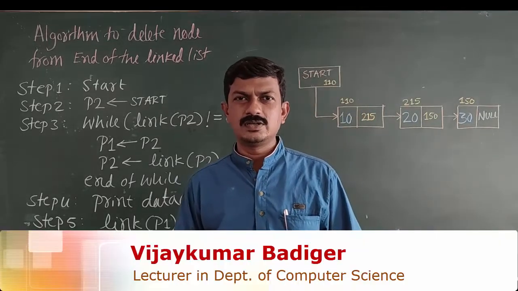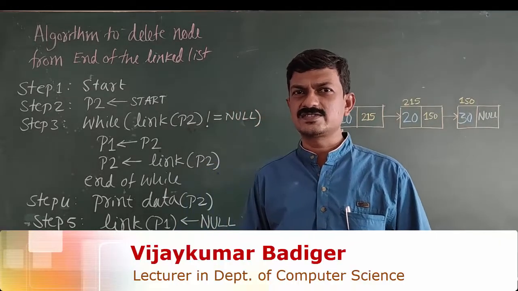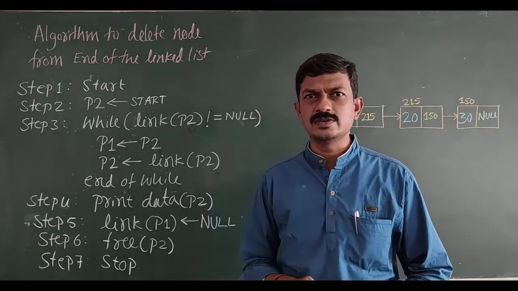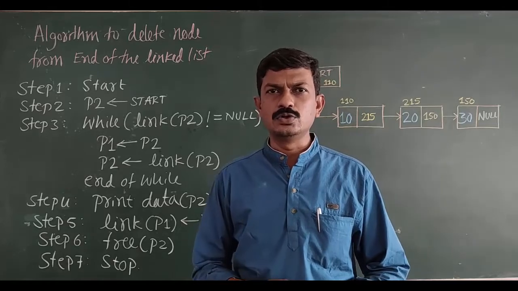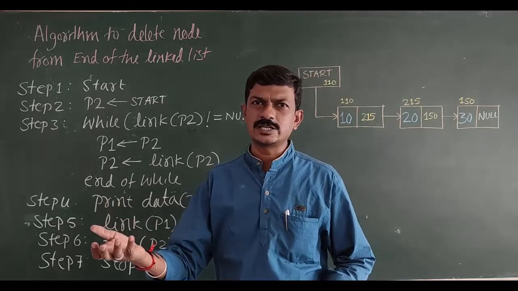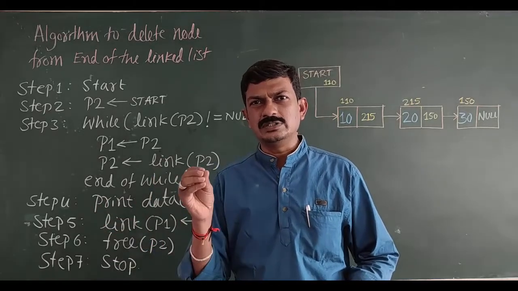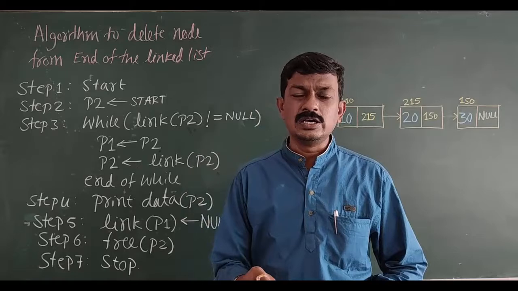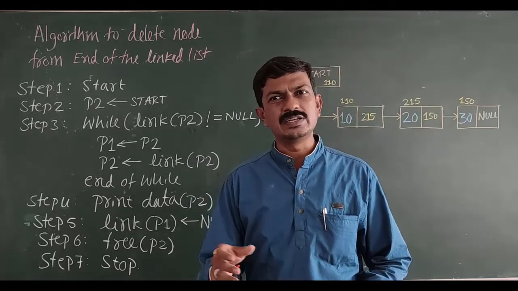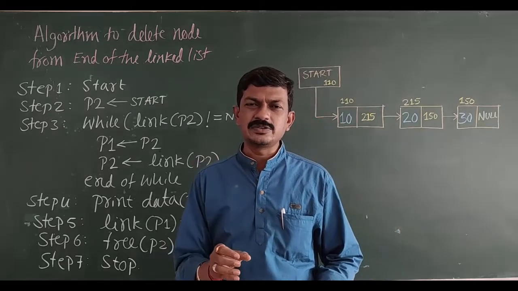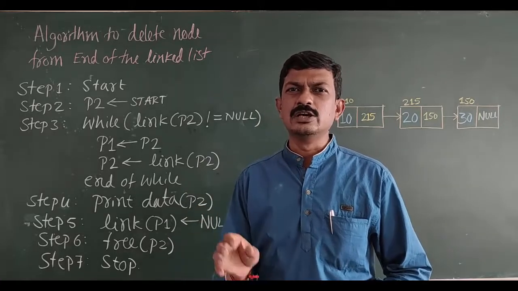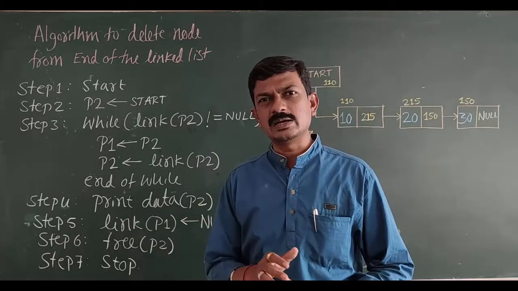Hello everyone. Now in this class we are discussing deleting a node from the end of the linked list. In the previous class we discussed deleting a node from the beginning of the linked list. It is a simple concept. We started with the start pointer, which contains the address of the first node. We have to remove that particular node from the given linked list, and whatever content was stored in the first node is deleted with the help of deleting from the beginning of the linked list.